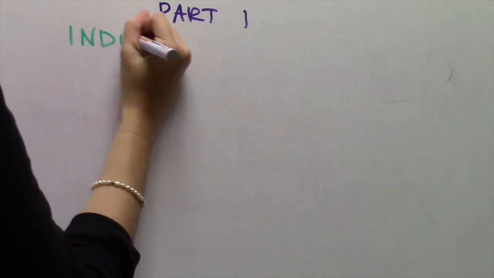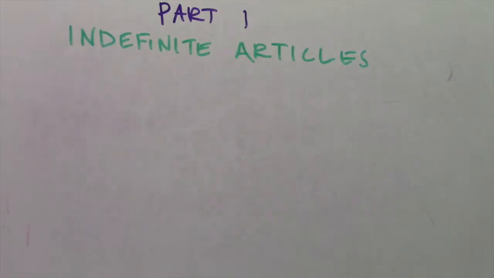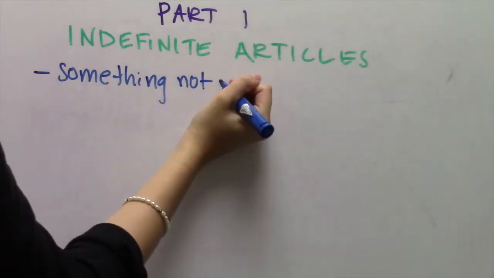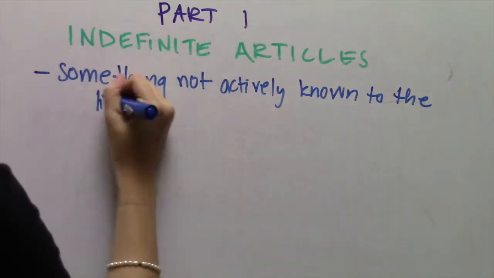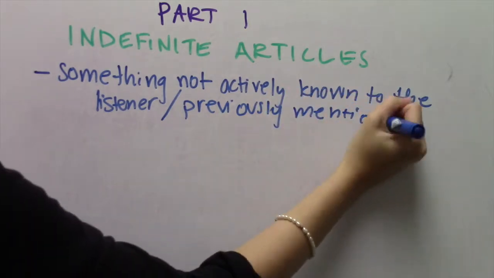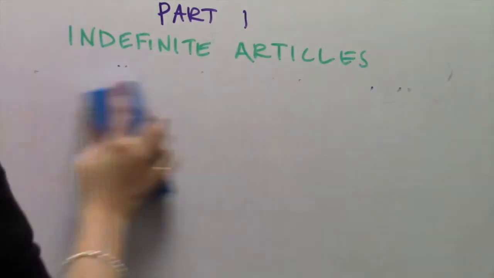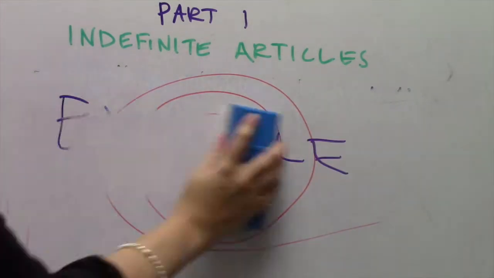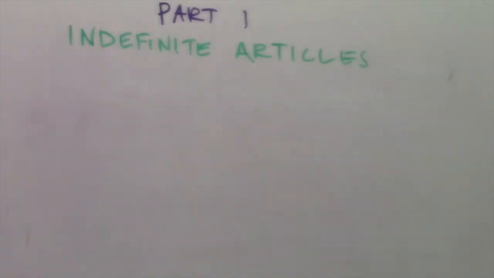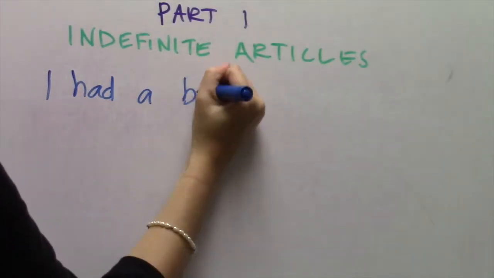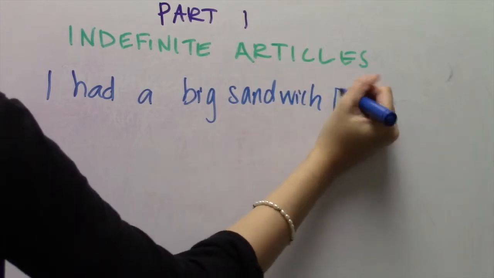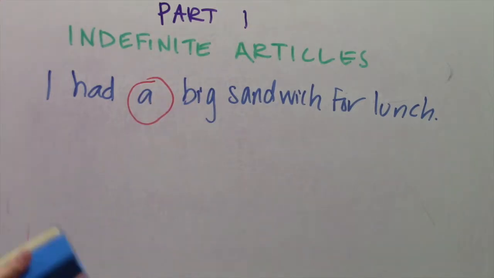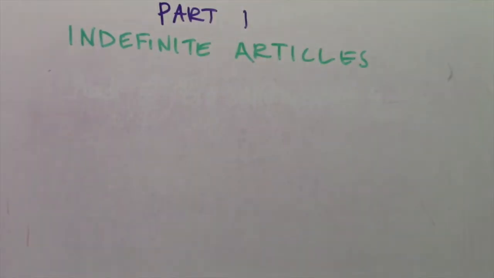So the first situation in which you want to use indefinite articles rather than definite articles is when you're talking about something that's not actively known to the listener or hasn't been previously mentioned. So, if you know what comes next, example time. Do you know what I had for lunch today? Chances are you don't. So I would say I had a big sandwich for lunch. So you see here, I'm using a to describe the sandwich that you did not already know about.